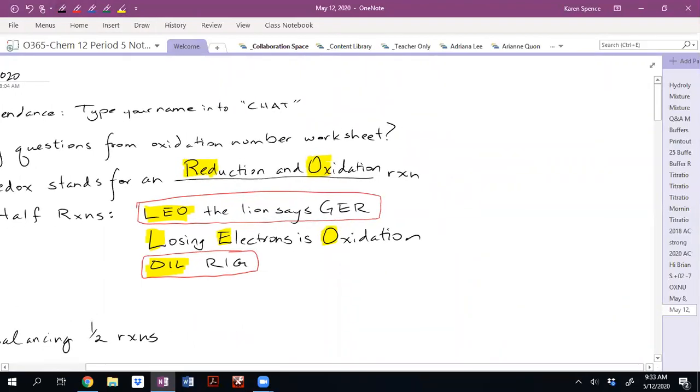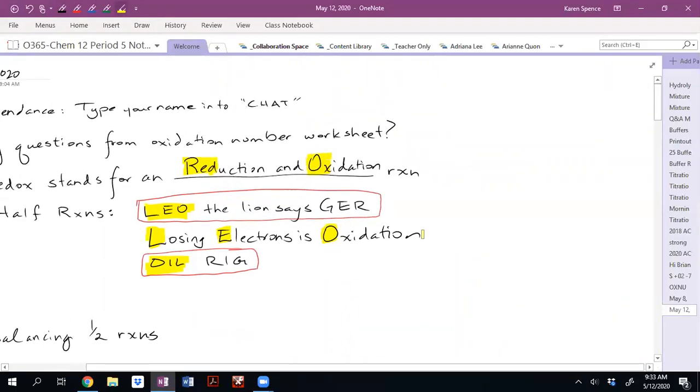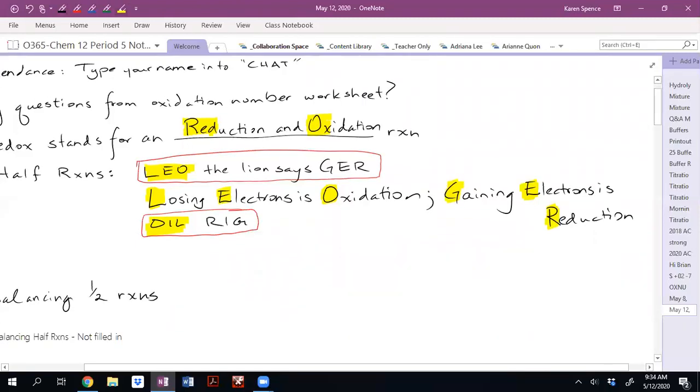So Leo the lion says grr, the other half of that would be, the G stands for gaining, yeah, gaining. And then again, E for electrons is, and I'm kind of running out of room here, reduction. Okay, so we have G, E, R. So Leo the lion says grr. All right. If you like that mnemonic, that's great. If you prefer the other one, that's also fine.